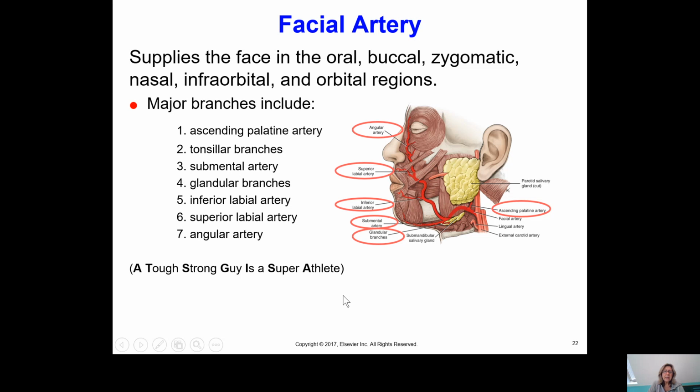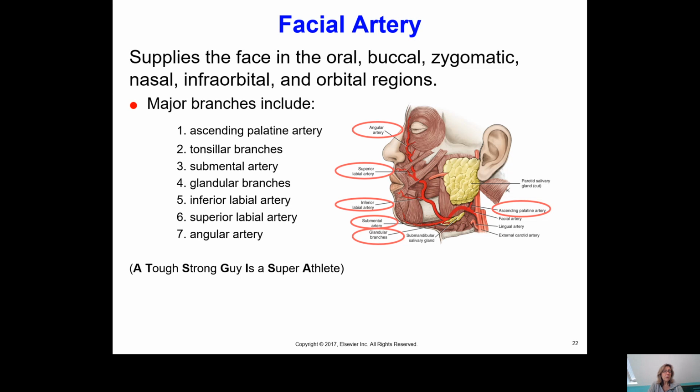A tough, strong guy is a super athlete. A, ascending palatine, tonsillar branches, submental artery, glandular branches, inferior labial, superior labial, and angular artery. And I've marked all of those here for you, but if you can remember this mnemonic, all falls under the facial artery, that would probably help you a lot.